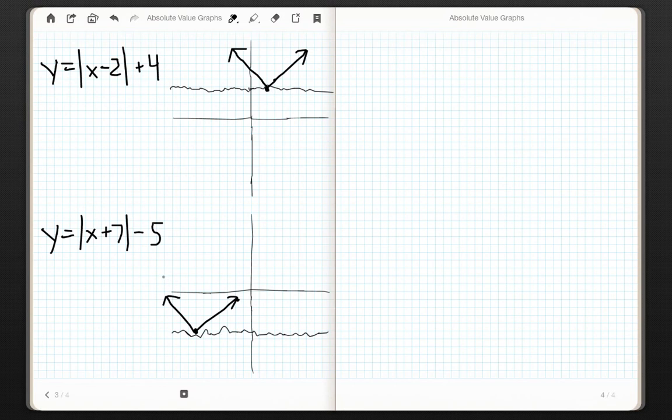Okay, so that's all we're going to do here. But next time we're going to see some absolute value graphs where we don't have a standard V shape with lines that have slopes of 1 and negative 1. We're going to see how that can change with certain absolute value functions.